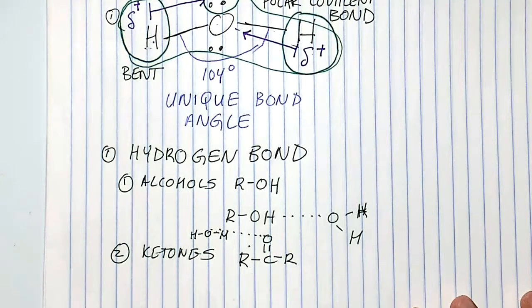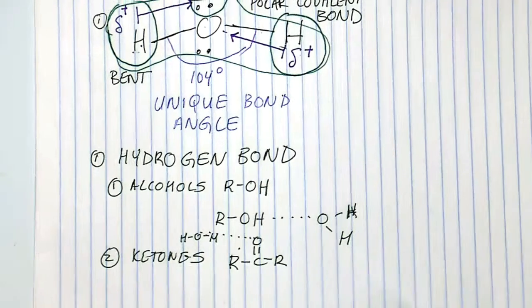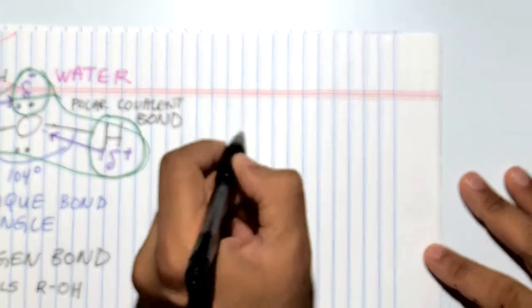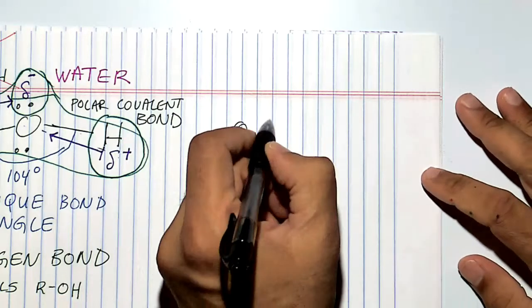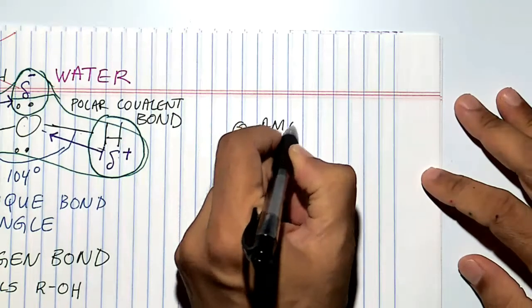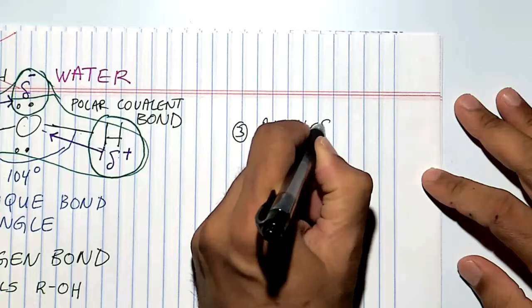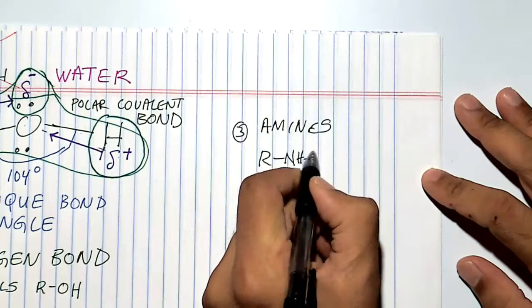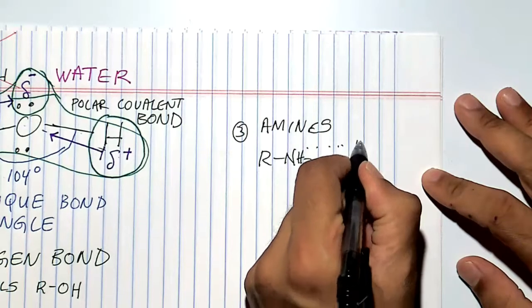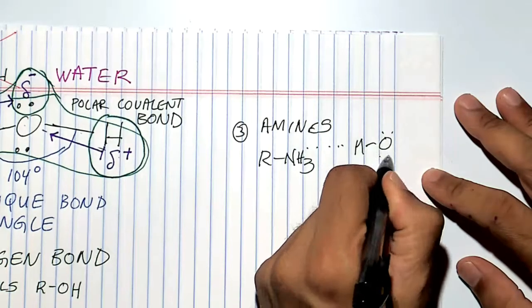Okay, so atoms that have a nitrogen. A lot of molecules in our cell will have the nitrogen atom. So amino groups, amines. Water can hydrogen bond with those.